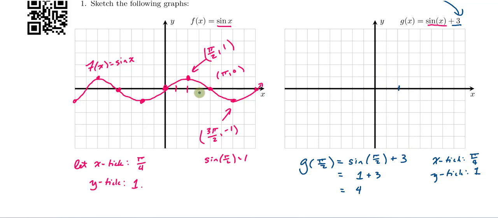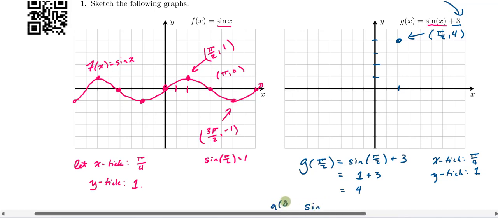So here would be that same pi over 2, and now we go up 1, 2, 3, 4. And so there's the ordered pair pi over 2 comma 4. Now notice the effect that this has on when we input 0 into it.